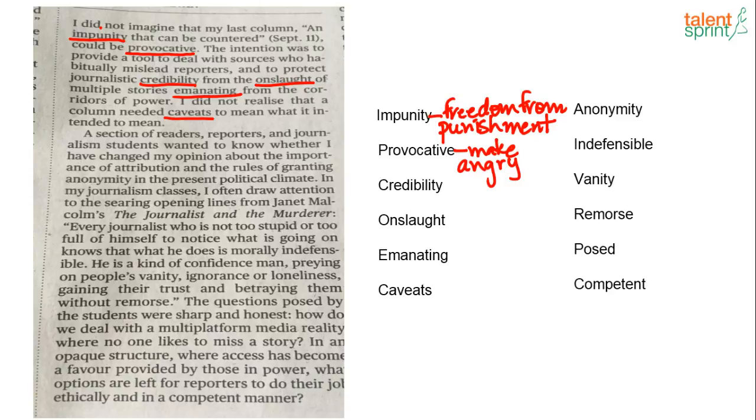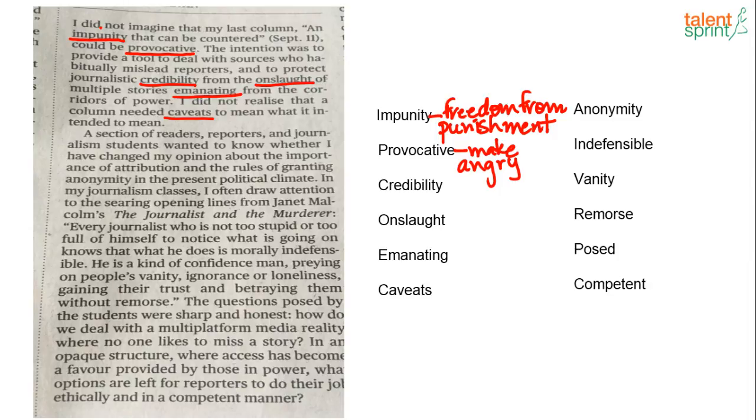Let's move ahead. Okay, let's look at the next word. "The intention was to provide a tool to deal with sources who have habitually misled reporters and to protect journalistic credibility." Now, to protect journalistic credibility, we know that journalists are people who write in newspapers. They have an immense amount of respect among the people. Now, what does the word credibility mean? We all know credibility actually comes from the word credit. Credit is when we tell someone that you have the credit for this, something good you have done, we will give you credit for this.